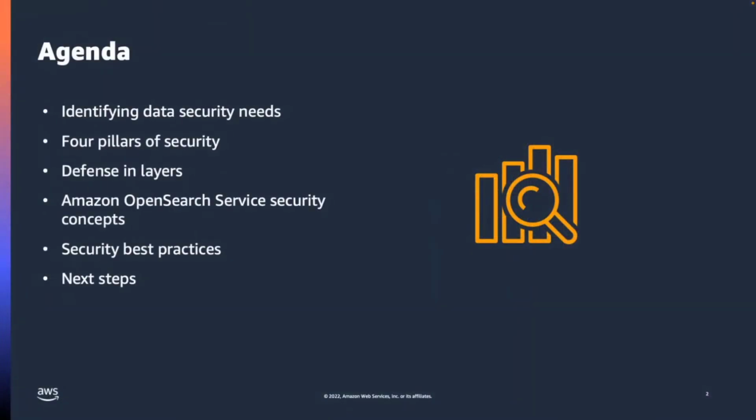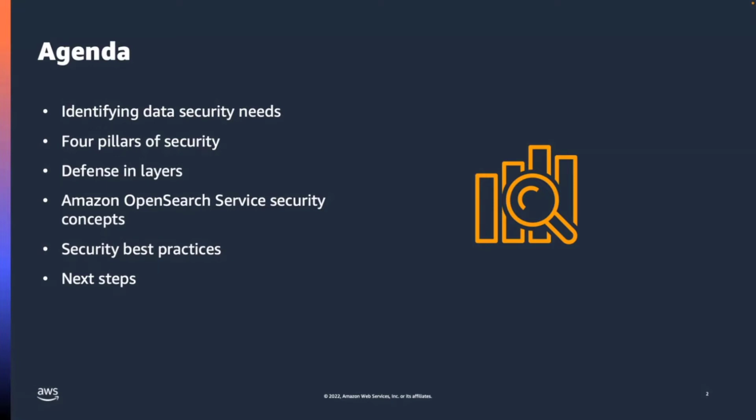So, what are some items that we would like to cover today? We will talk about identifying your data security needs and what your organizational requirements are. Then we will dive into the four pillars of security, and how you should think about securing your data. And then we're going to talk about how to take a multi-layer approach to security.